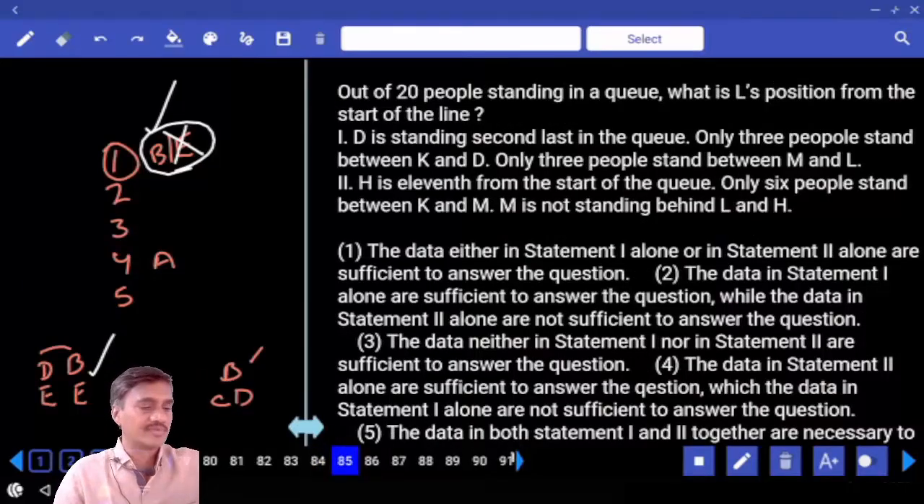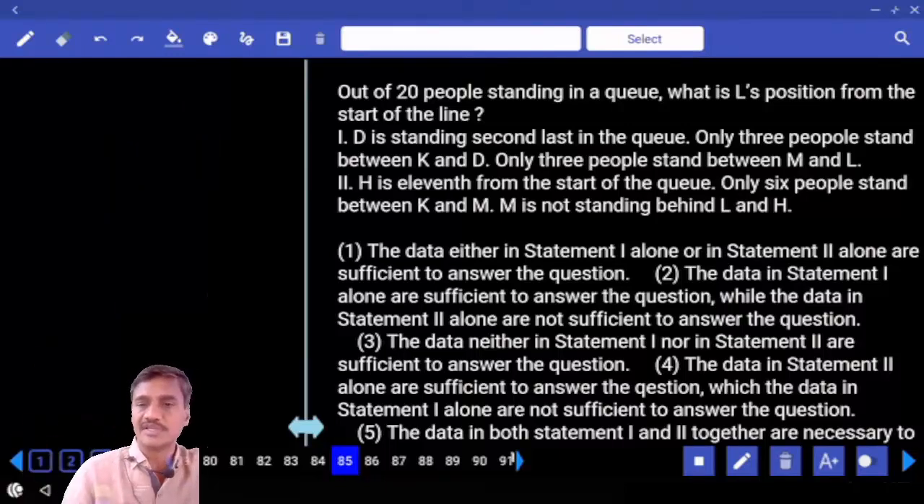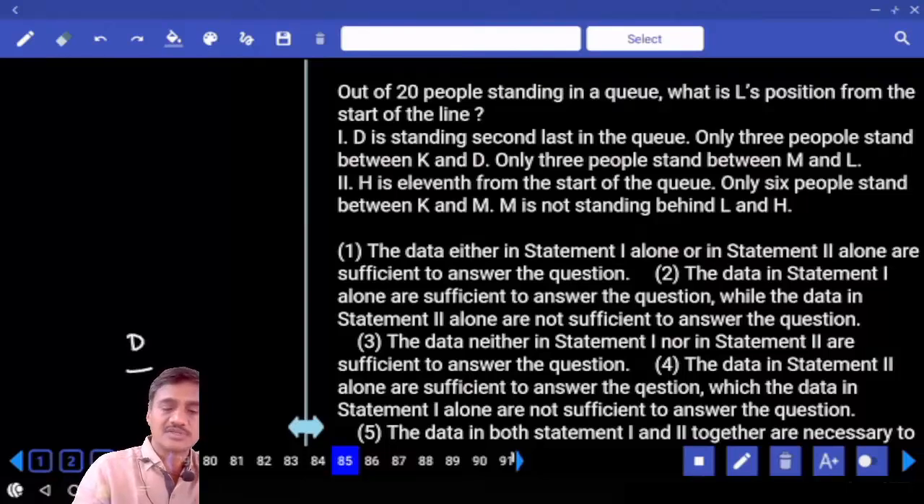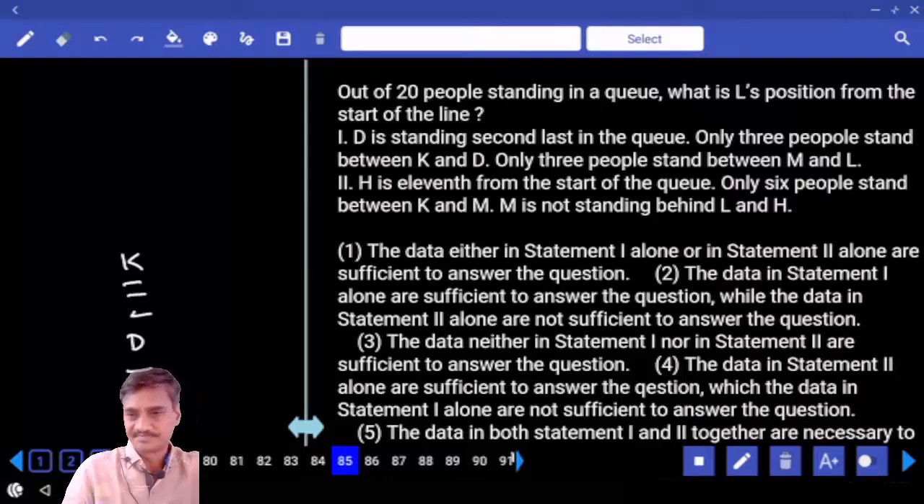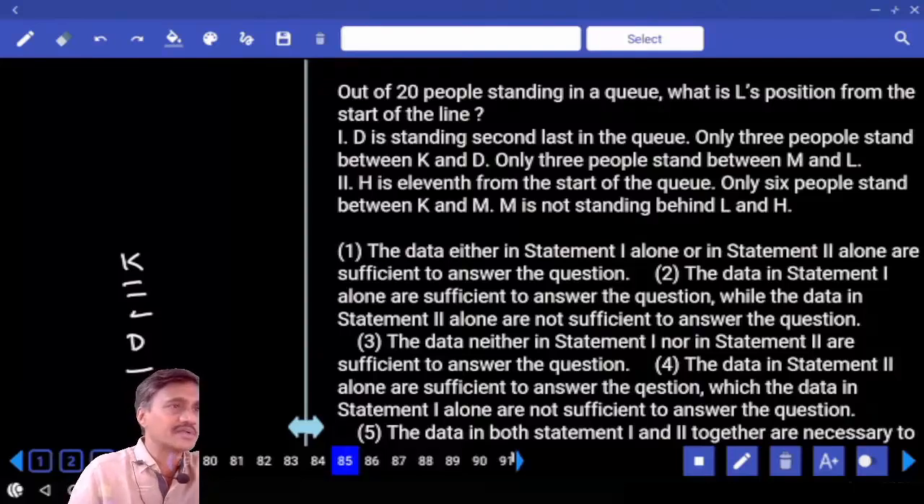Then coming to this 85. Now 85, out of 20 people standing in a queue, what is L's position from the starting of the line? D is standing second last in the queue. D is second last in the queue, that means only one person is behind D. And only 3 people stand between K and D. How many people are between K and D, tell me? There are exactly 3 people. Only 3 people between M and L. There are three people between M and L, but their positions are not known to us. Hence 1 alone is not sufficient.